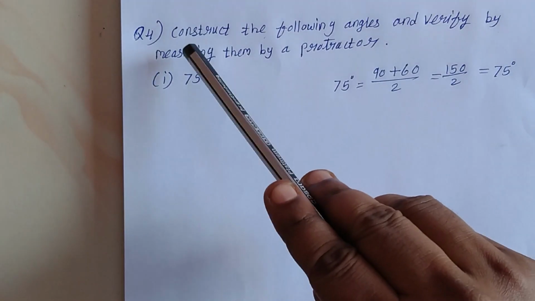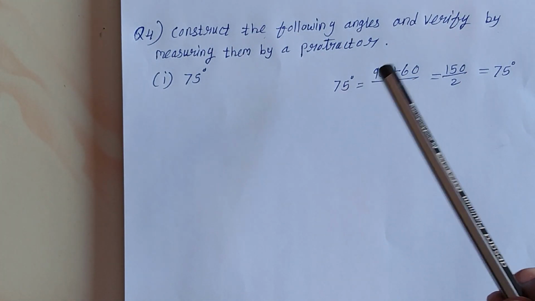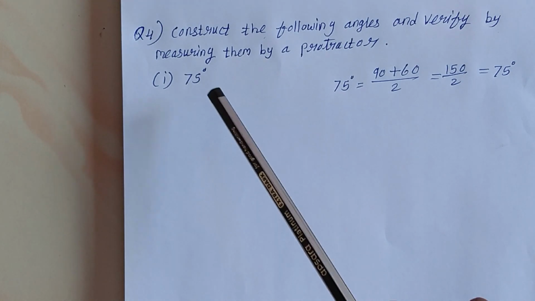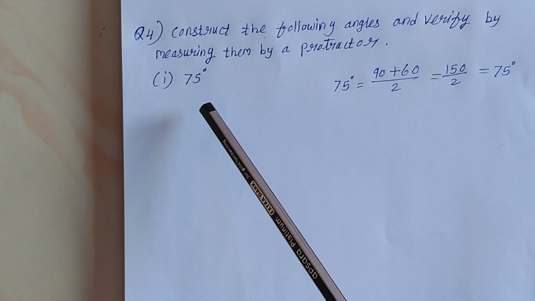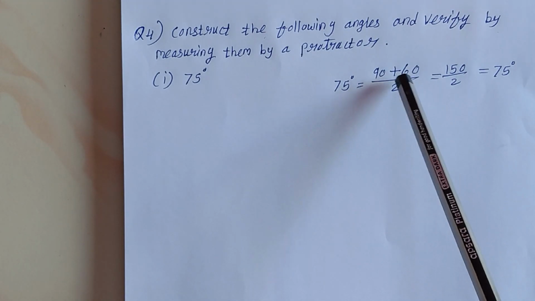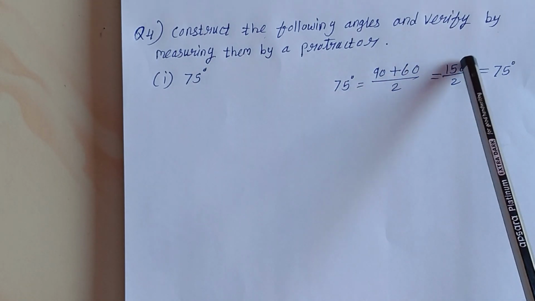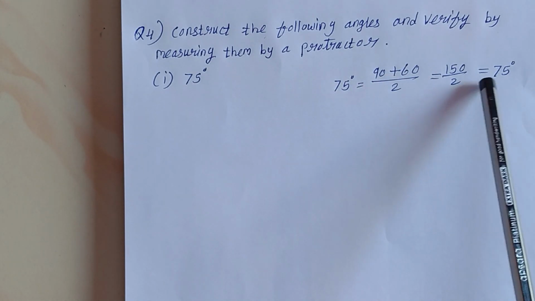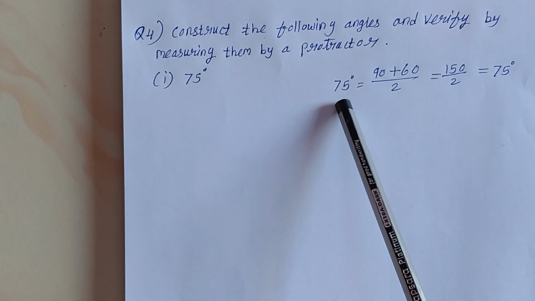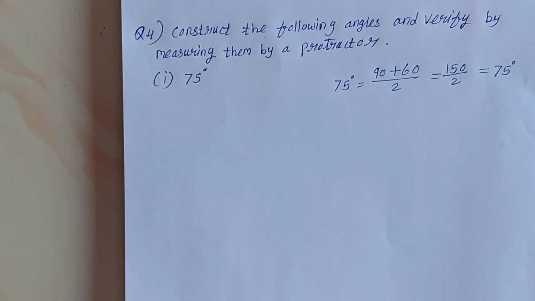Student, now question 4, construct the following angles and verify by measuring them by the protractor. Now student, first angle we have to construct is 75 degree, and 75 degree is nothing but the bisector of 90 and 60. So 90 plus 60, 150 divided by 2 will be 75. So to draw 75 degree we have to draw 90 and 60 degree. We know how to construct 60 and 90.